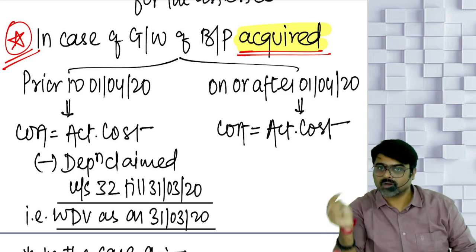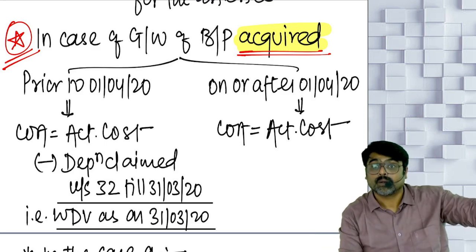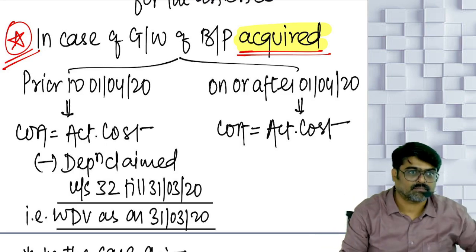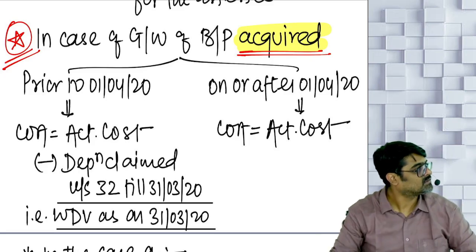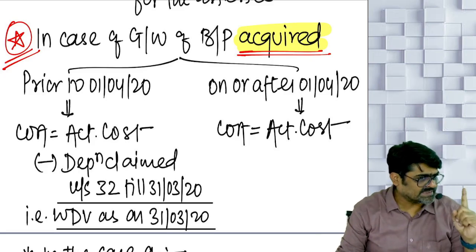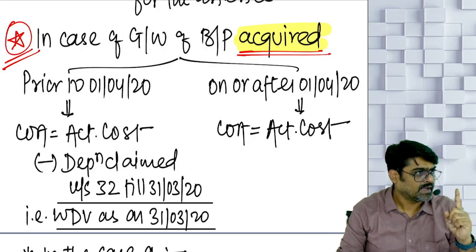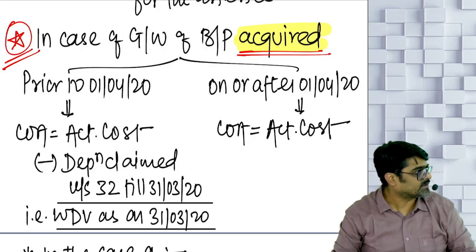Yes or no? That cost was not allowed under the head PGBP in the form of depreciation, because it is not a depreciable asset. With effect from 1st April 2020, even goodwill is not a depreciable asset.